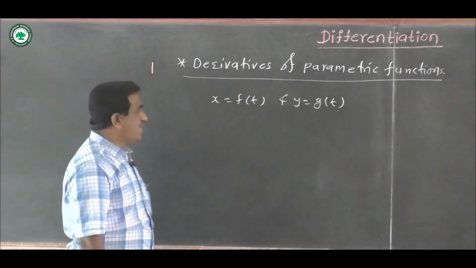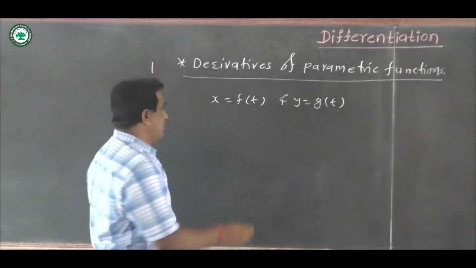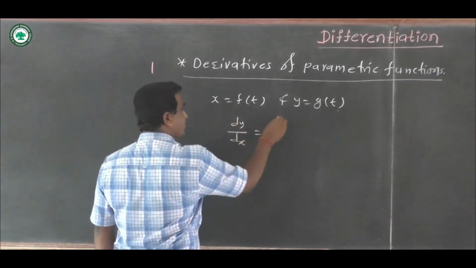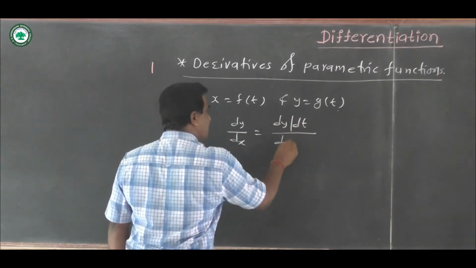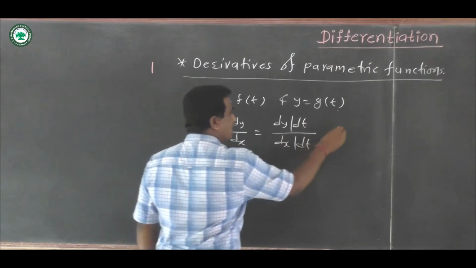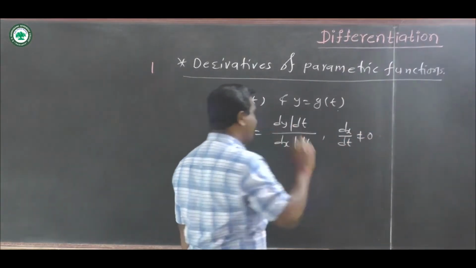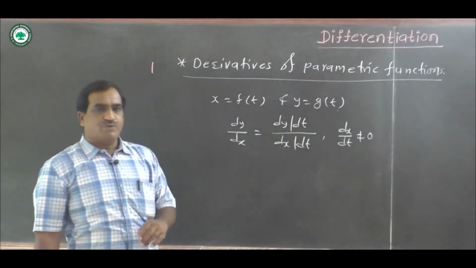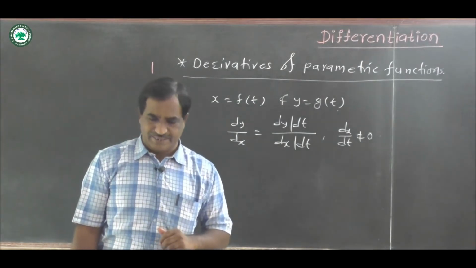If x and y are differentiable functions of t, then we know that dy by dx is equal to dy by dt upon dx by dt, where dx by dt is not equal to 0. Okay, using this parametric rule we have to find derivatives of the parametric function, that is we have to find the value for dy by dx.